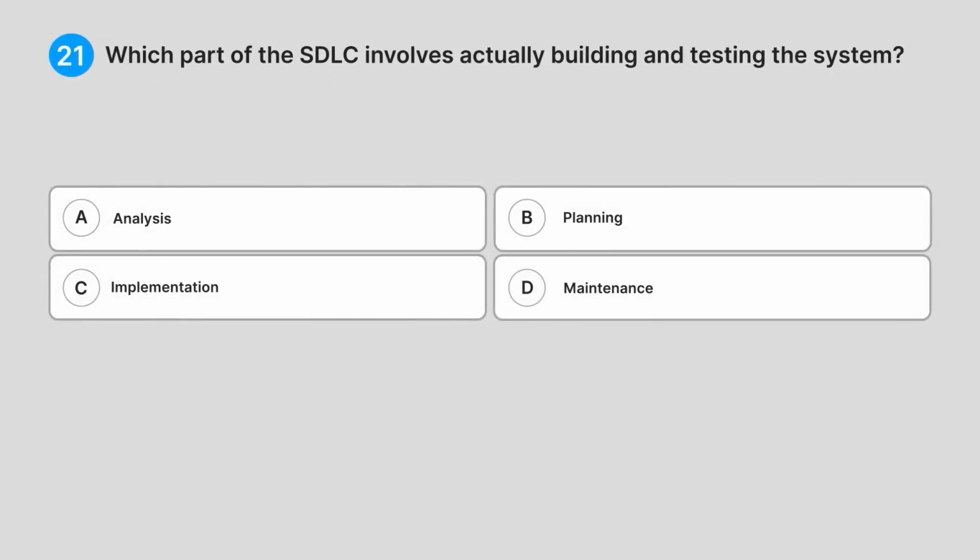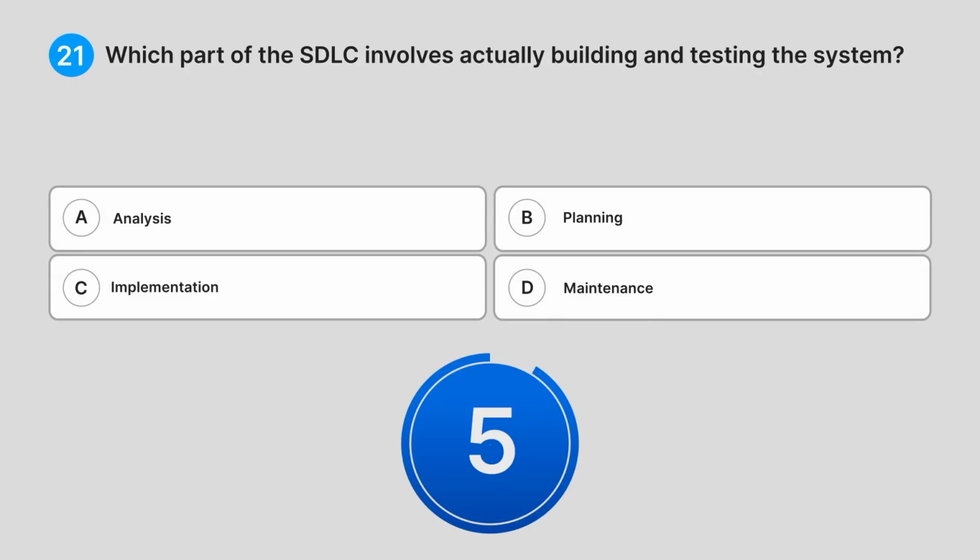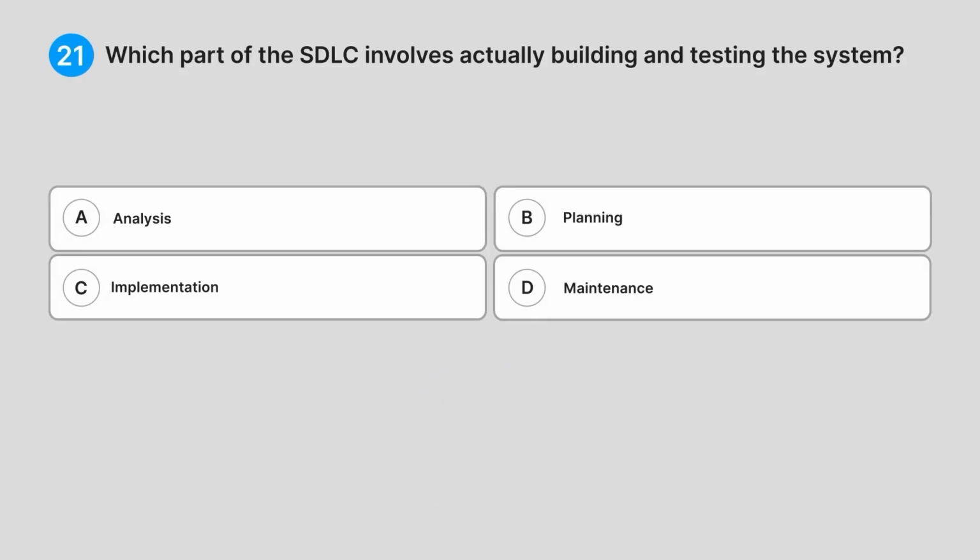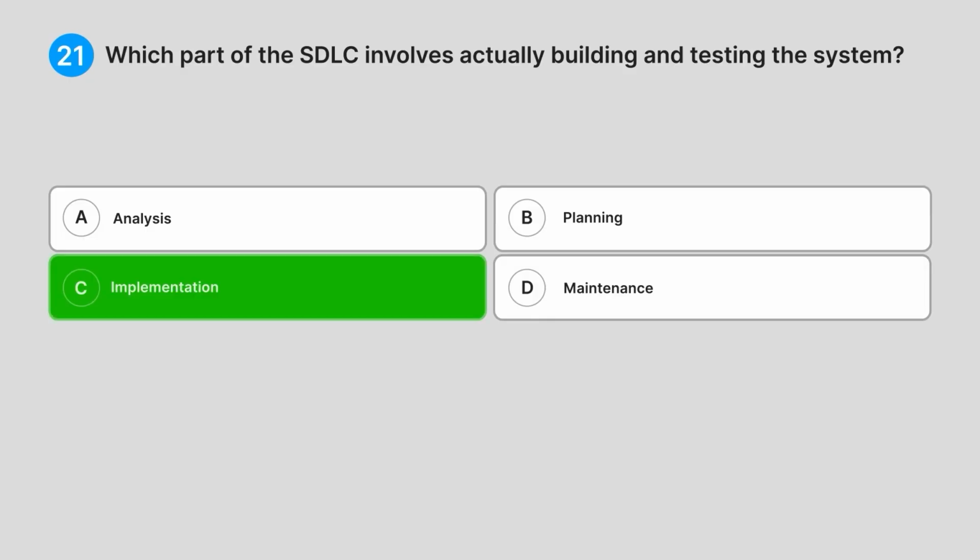21. Which part of the SDLC involves actually building and testing the system? A. Analysis. B. Planning. C. Implementation. D. Maintenance. Can you guess the answer? Correct answer, C. Implementation.